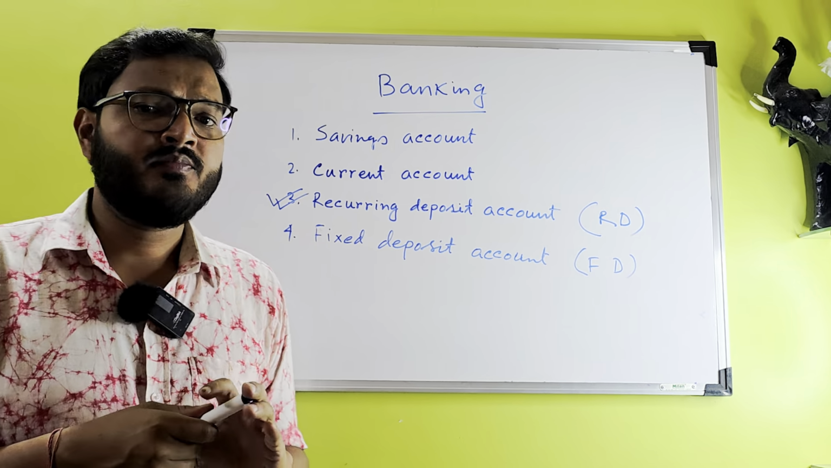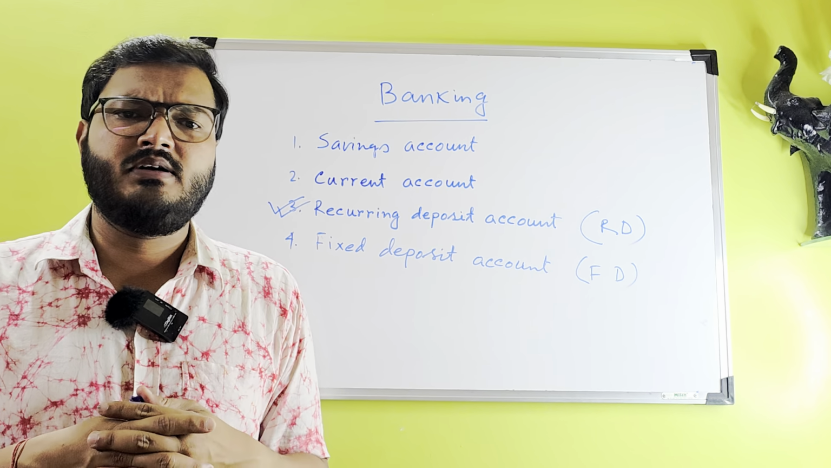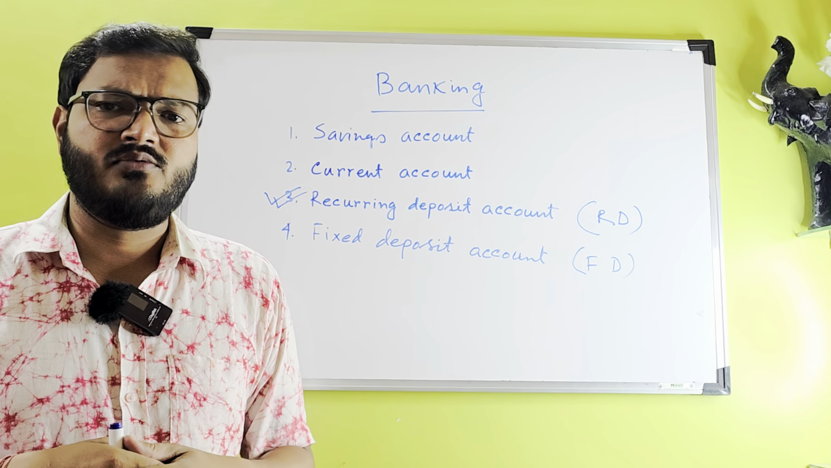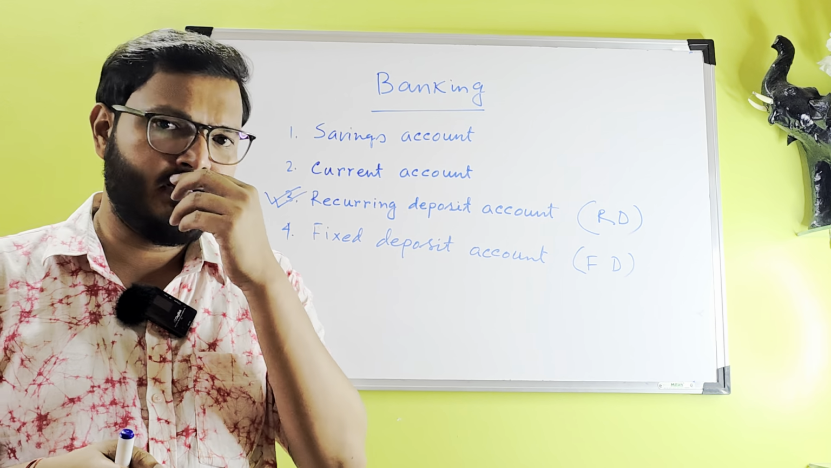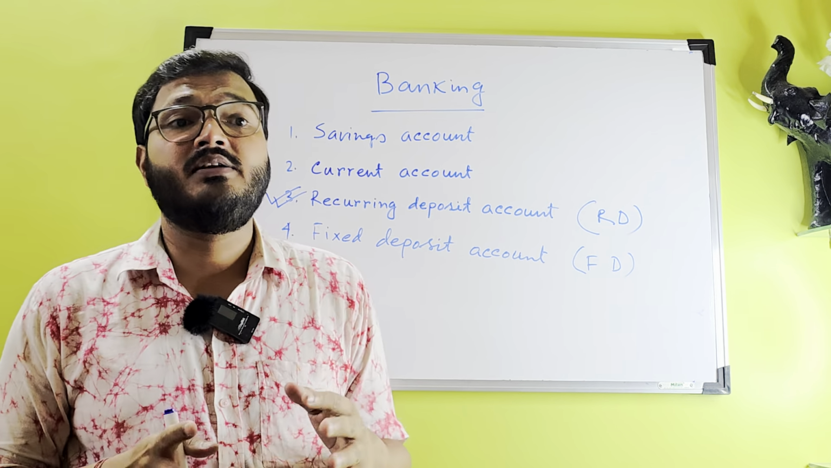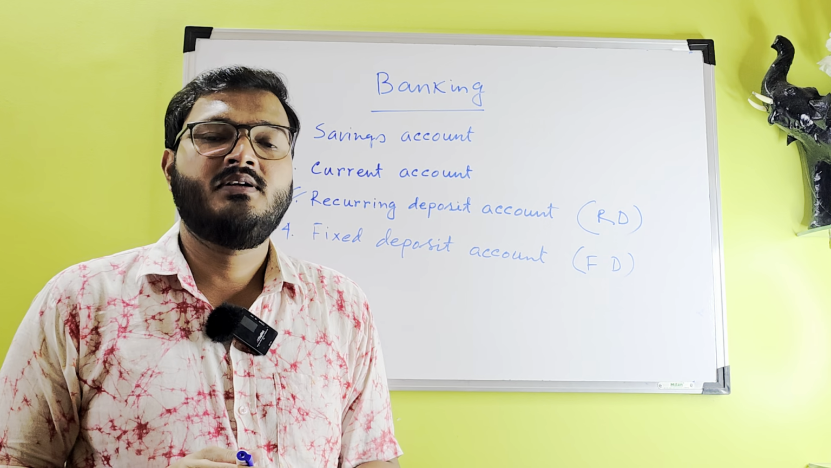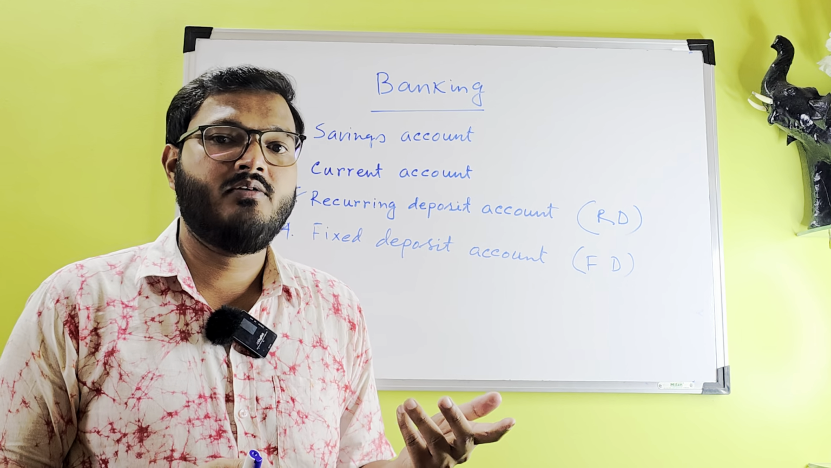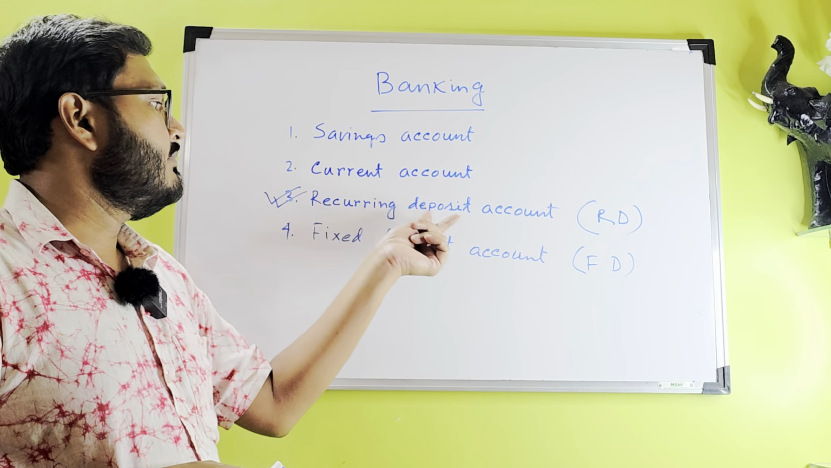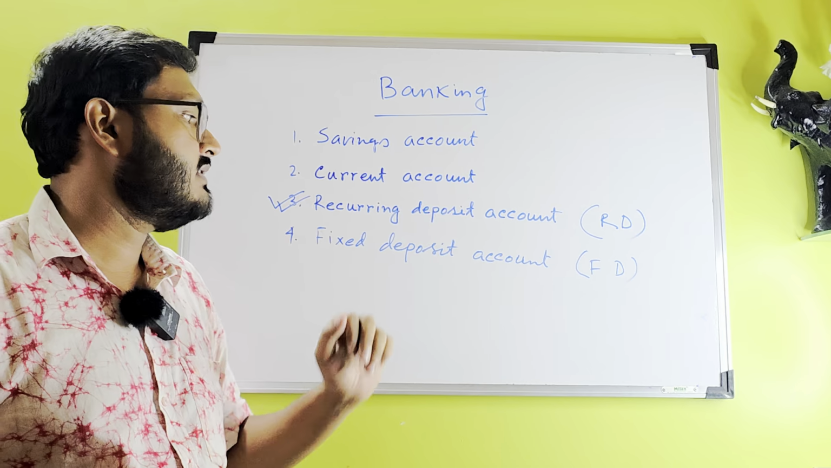What is recurring deposit? Before that, I'm saying savings account. What is a savings account? If we open an account and we are not a businessman, that is called a savings account. You are keeping some money and withdrawing from there, that is a savings account. What is a current account? Generally for a business person or for any organization, the account they open is called a current account. And before coming to the recurring deposit account, I am telling you the fixed deposit account.